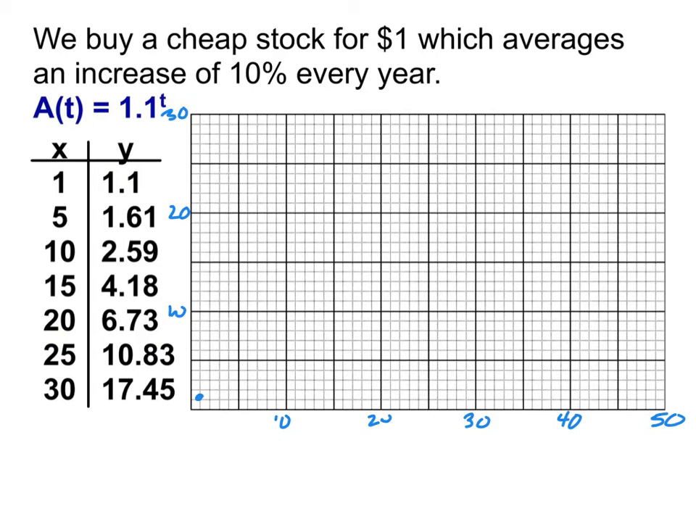Now remember, for 1.1, for these decimals, estimate the best you can. You're not going to be perfect in putting it at exactly 1.1, but just get as close to it as you can. And then we go to the next point in our table, the 5. So we go to 5, 1.61. Okay, so like 5 and 1.6.